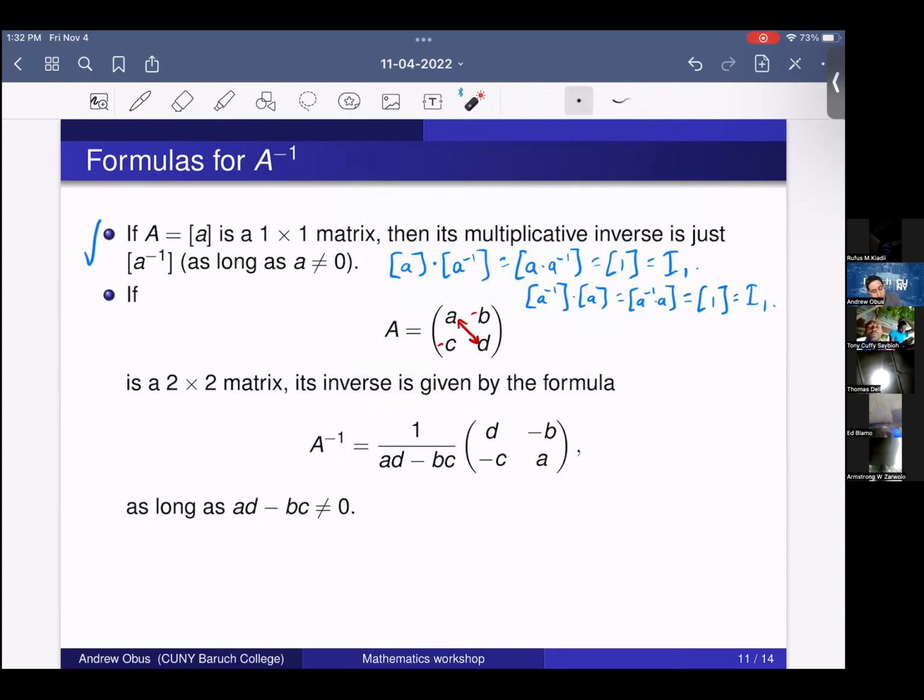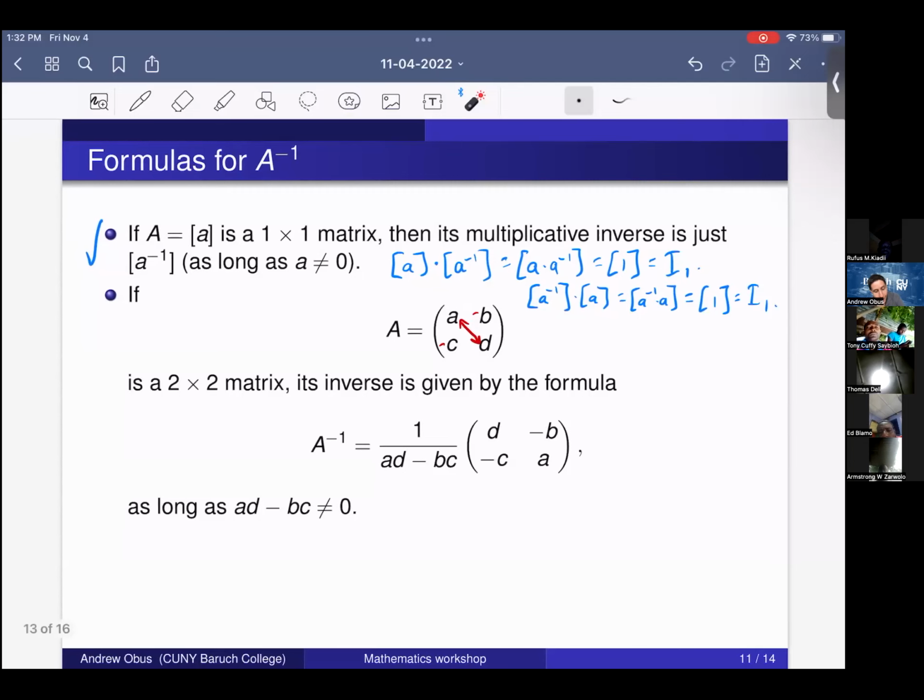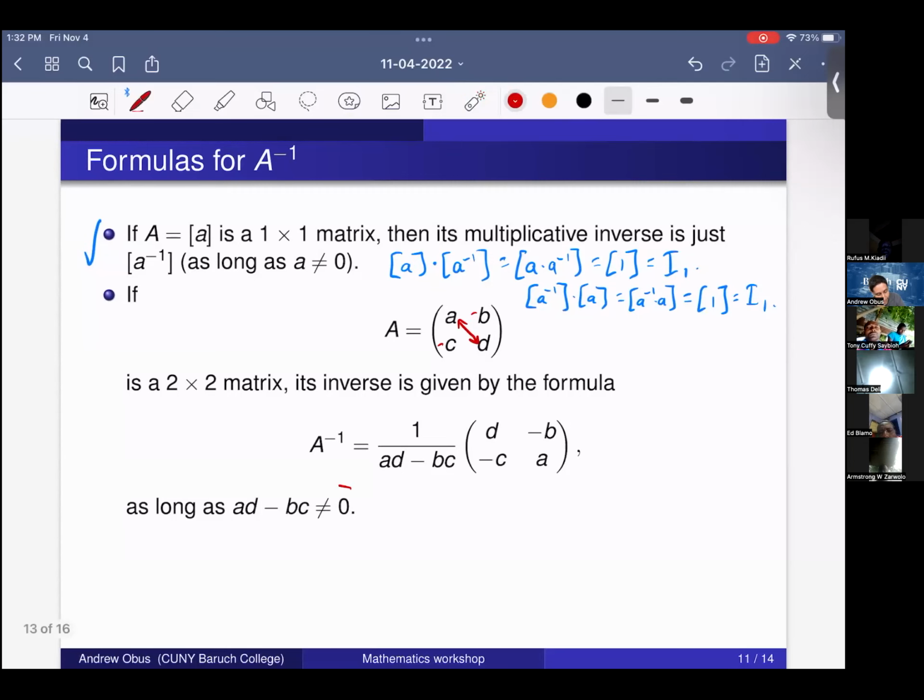Okay, so it turns out that this is the formula for A inverse, and this formula always works except, well, you have a fraction here and you have a denominator, right? So you don't want to be dividing by 0. The formula doesn't make sense if you divide by 0. So this is okay as long as AD minus BC is not equal to 0.